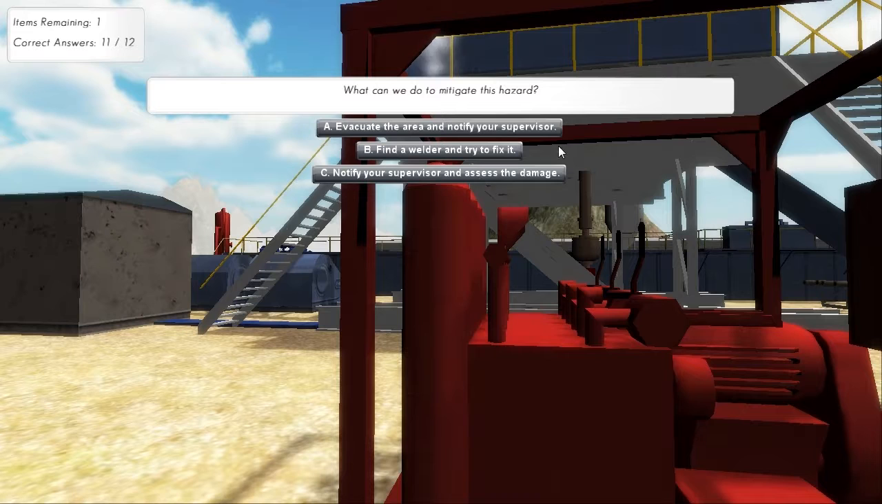What can we do to mitigate this hazard? A. Evacuate the area and notify your supervisor. B. Find a welder and try to fix it. C. Notify your supervisor and assess the damage.